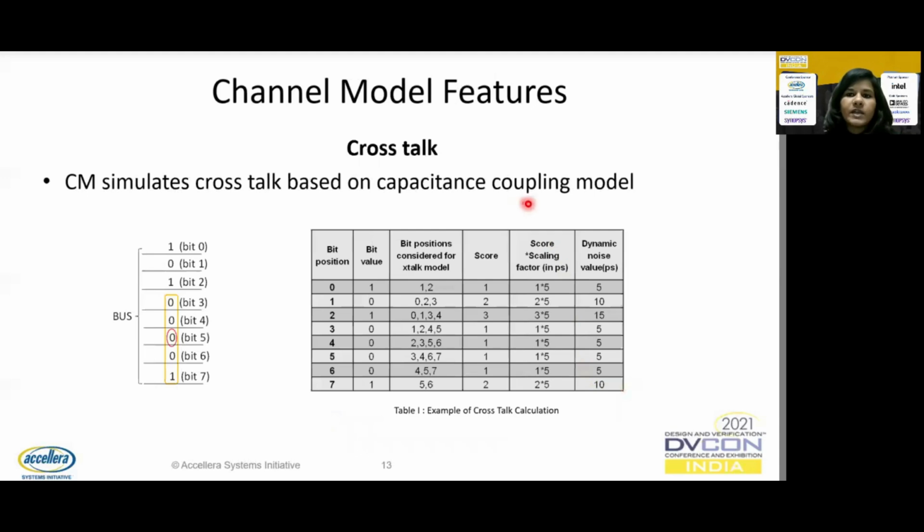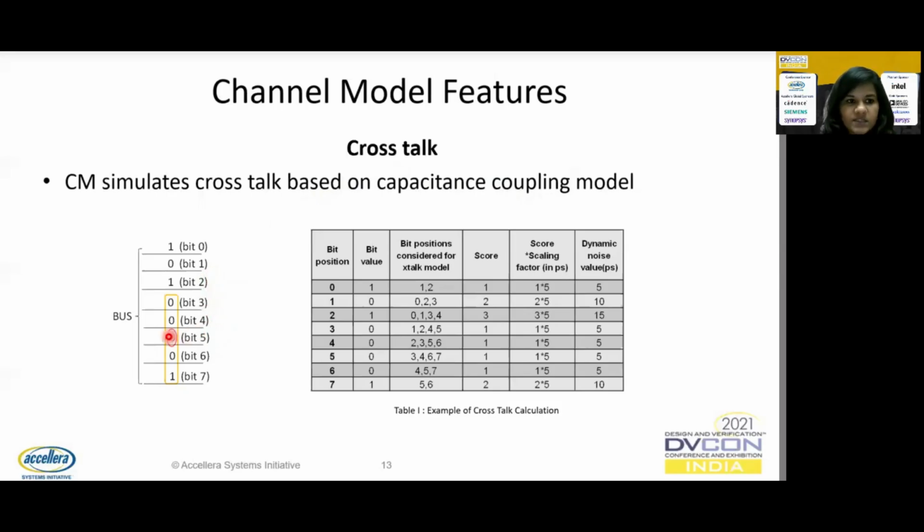Distortion can also be applied using crosstalk. Channel model simulates the inductive and the capacitive interaction between neighboring wires. So the crosstalk feature actually compares the value of each bit with its neighboring bits. While we have restricted our neighbor count to 2, this count can be varied depending upon the requirements.